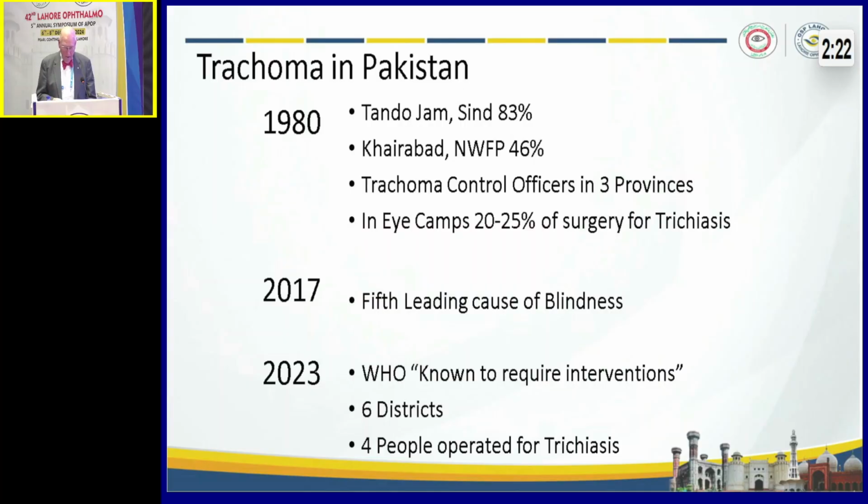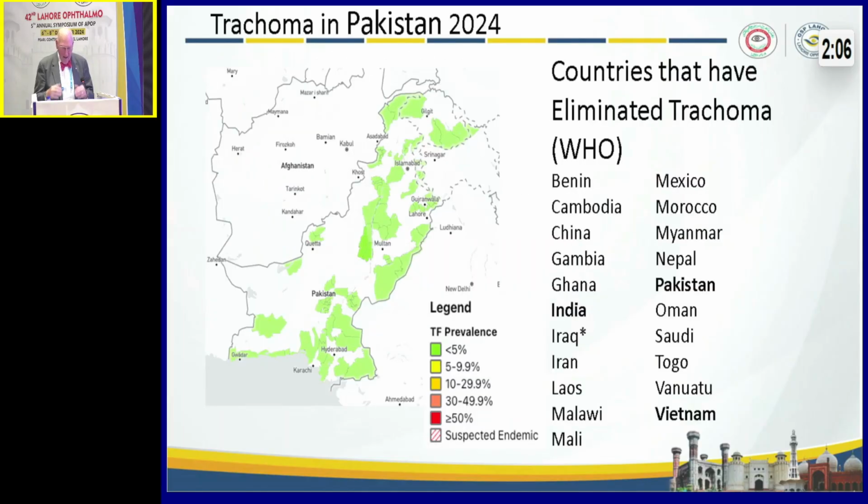It was still the 5th leading cause of blindness in 2017, and in 2023, WHO knew that Pakistan still required intervention. It had 6 districts where there was a problem. But then, in the middle of this year, Pakistan was declared to have eliminated blinding trachoma, which is a great joy and very satisfactory. Also, in the last 2 months, both India and Vietnam have joined the list, and so now there are 19 countries that have succeeded in eliminating trachoma, which is great to see.